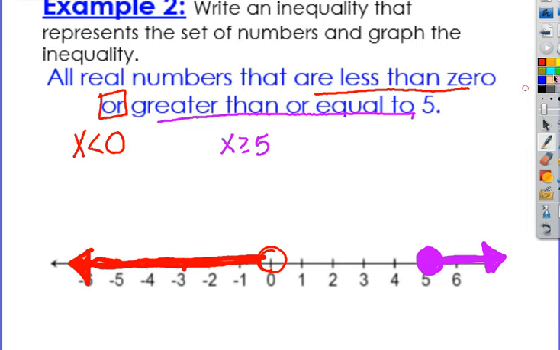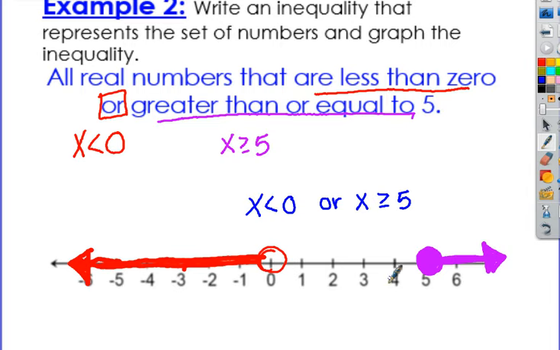So when I write my answer, they can be written as two separate things, just like I got two separate graphs for an answer. So when I write my answer, it would be x is less than 0 or x is greater than or equal to 5. So that's how you write your answer. This is how you graph your answer.